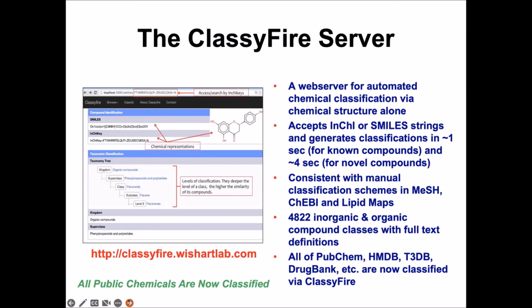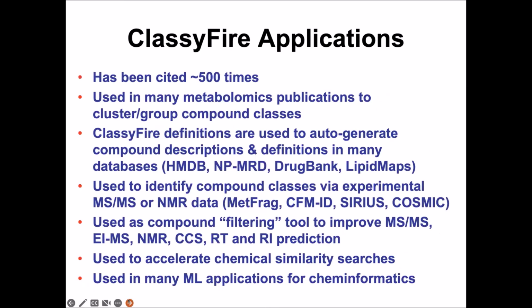Pretty much all public chemicals are now classified through ClassyFire. We still get a few occasionally from things that we didn't know about that are novel, which ClassyFire will reclassify. This just illustrates how it looks, how people have pasted in a structure, converted to SMILES and InChI. You can see the taxonomic classification, this kingdom and superclass, class, subclass, and then below that certain levels. In terms of the applications, the paper has been cited about 500 times, so it's getting a lot of use.